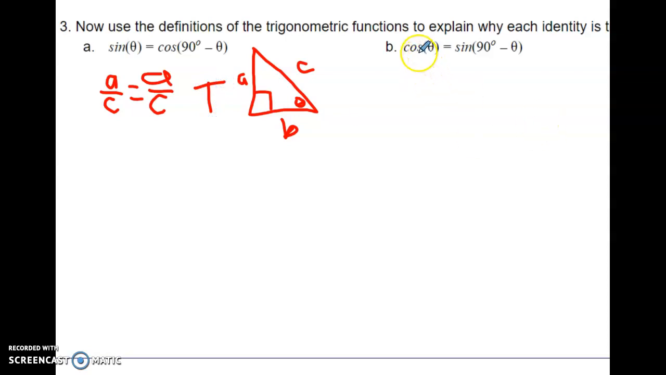On part B, the cosine of theta, cosine is adjacent over hypotenuse, so it's B over C. And the sine of 90 minus theta, well, 90 minus theta would be this angle up here, and the sine of that angle would be opposite over hypotenuse, or B over C. So again, those are the same thing.